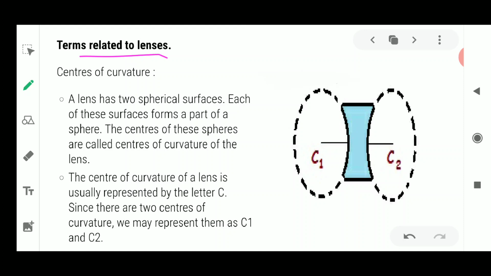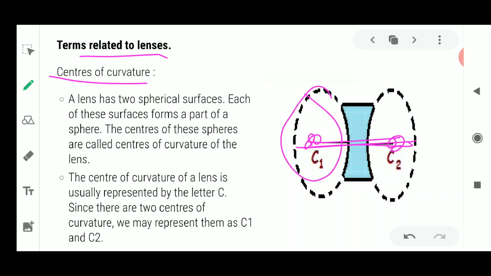Okay, the first term which we are going to discuss is the center of curvature. What is the meaning of the center of curvature? In reflection we talked about the center of curvature, which is the center of the sphere from which the mirror was cut. Here it is the centers of curvature. Why centers? Because there are two centers of curvature, one is this one, another one is this one.